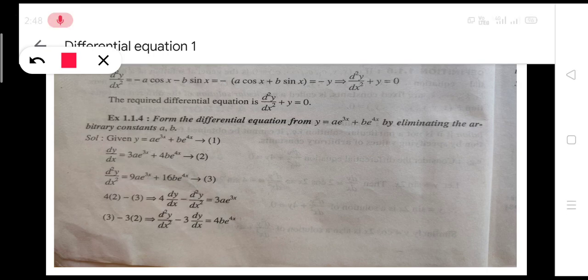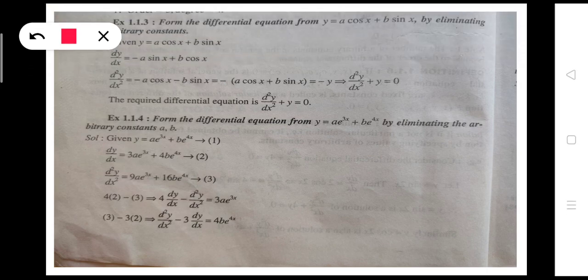And take the pen. Here equations 2 and 3 are there. Now multiplying equation 2 by 4 and subtracting equation 3, we got 4 times dy by dx minus d square y by dx square is equal to 3 times a into e power 3x.